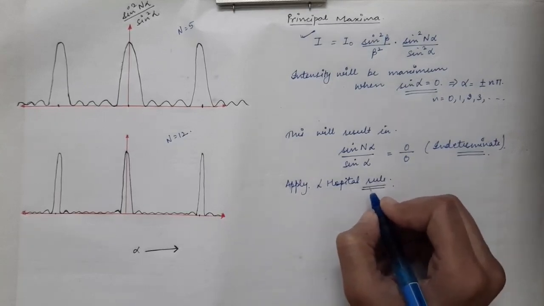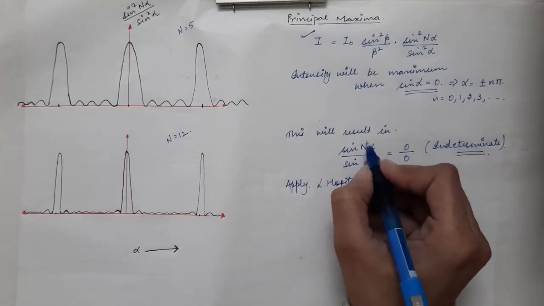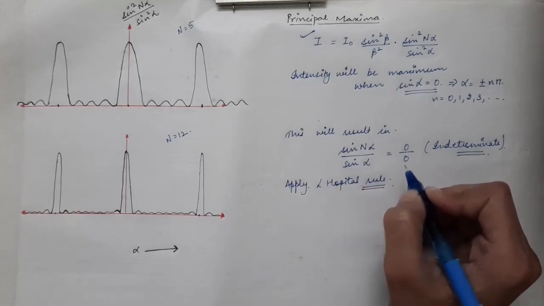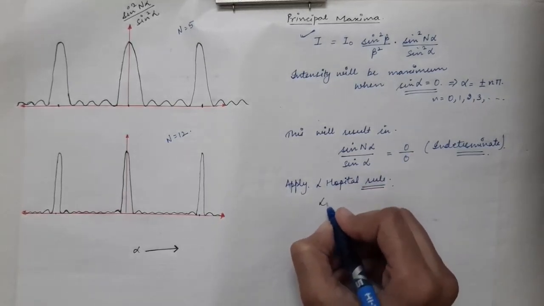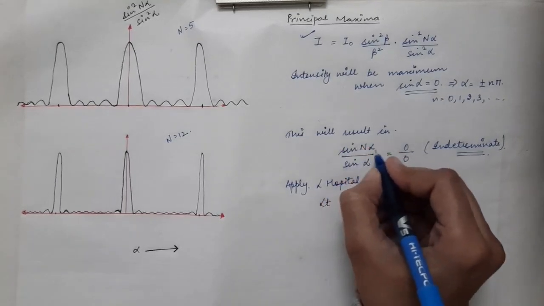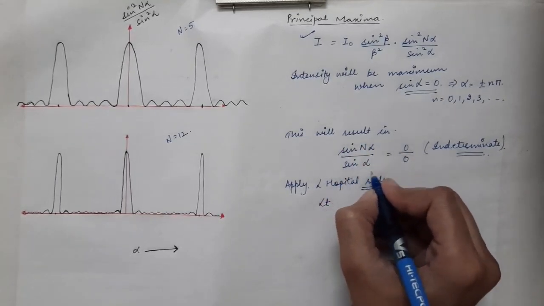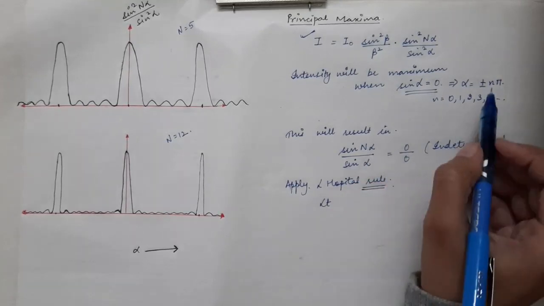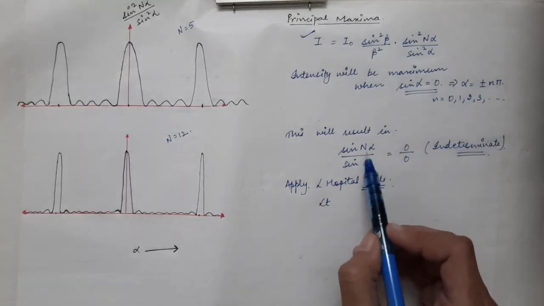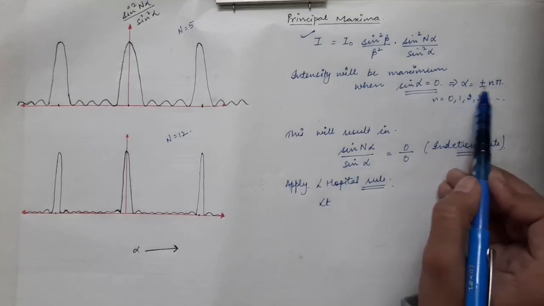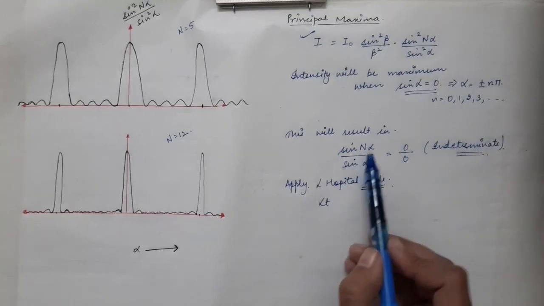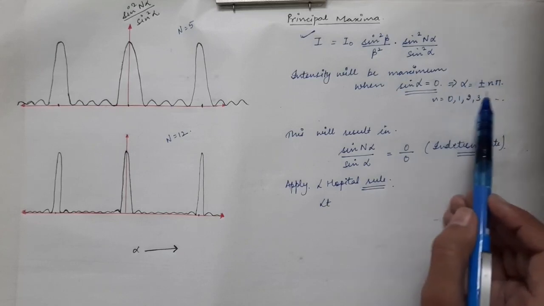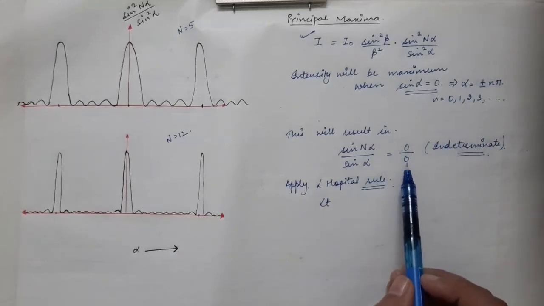So what does this rule say? That if for any values of these variables you get a 0 over 0 form, in that case you will take the derivative of the numerator as well as the derivative of the denominator, and then you will insert these values of alpha. So for now, when you insert these particular values of alpha, that is alpha is equal to plus minus n pi, if you substitute any of these values, you will get 0 over 0.